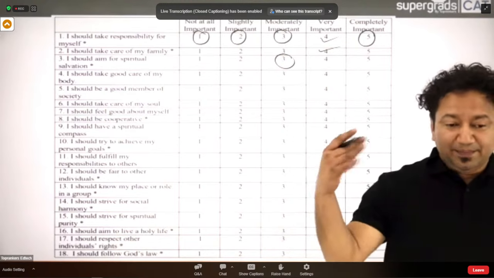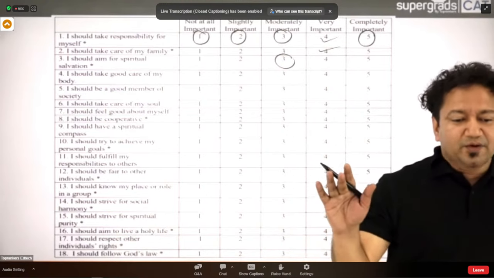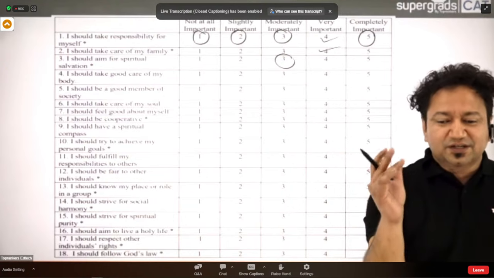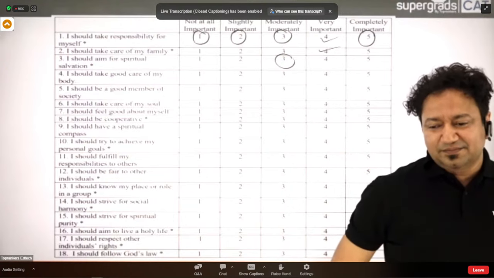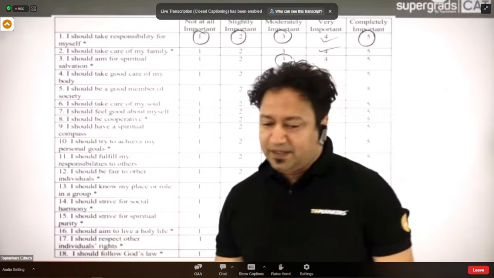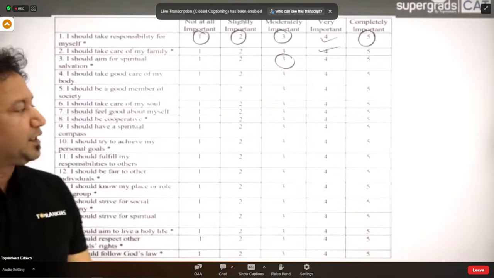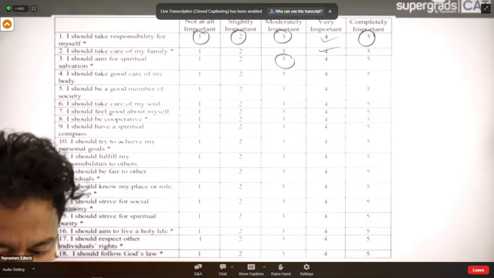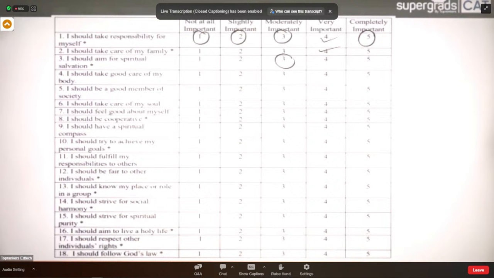This must have become completely important at that point of time. But that was not completely desirable, right? I hope you understand that part. Three is the most correct answer. Now coming to, is it clear, everyone, what I just said? Fourth one, I should take good care of my body.